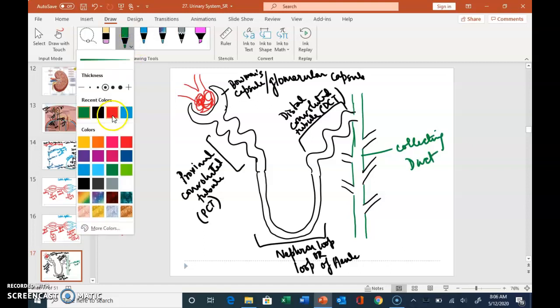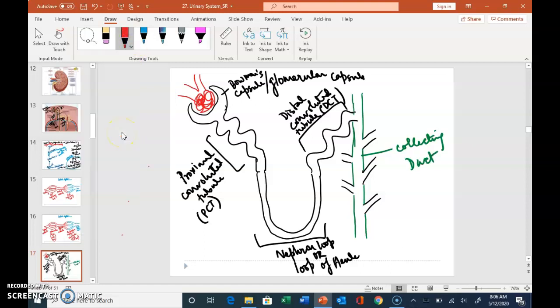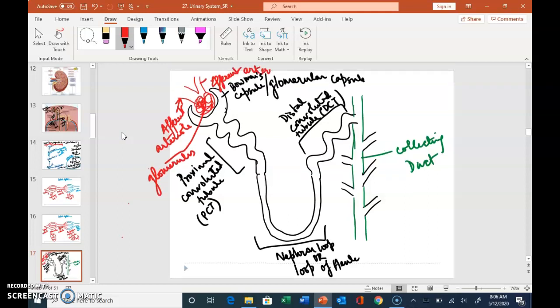Then you see a red vessel here. This is the afferent arteriole, which forms the first capillary bed called the glomerulus. And this is the portal vessel called the efferent arteriole. Okay, I'll stop here and then start with the process of urine formation.